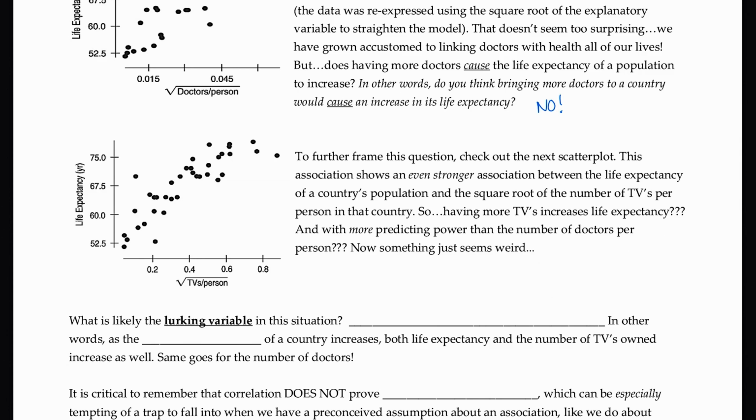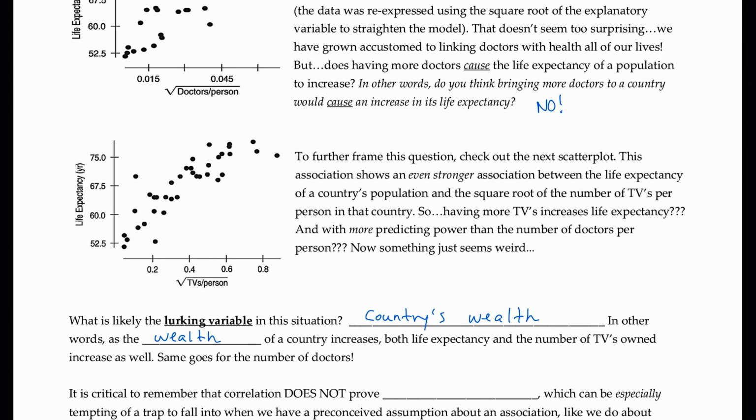Well, what's likely happening here is that we're dealing with a lurking variable. I want you to pause the video and think for a moment. Can you brainstorm a lurking variable that links together this idea of having more TVs means people live longer?